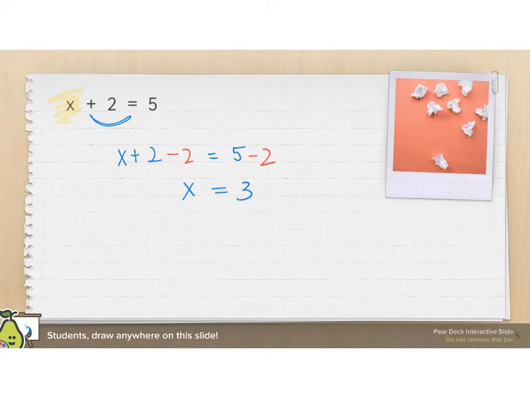This is solving a single-step equation using reverse operations. We were given an add 2, so to undo an add 2 and get the x by itself, we need to subtract 2 from both sides. Just think of it like a balance. So then x equals 3.